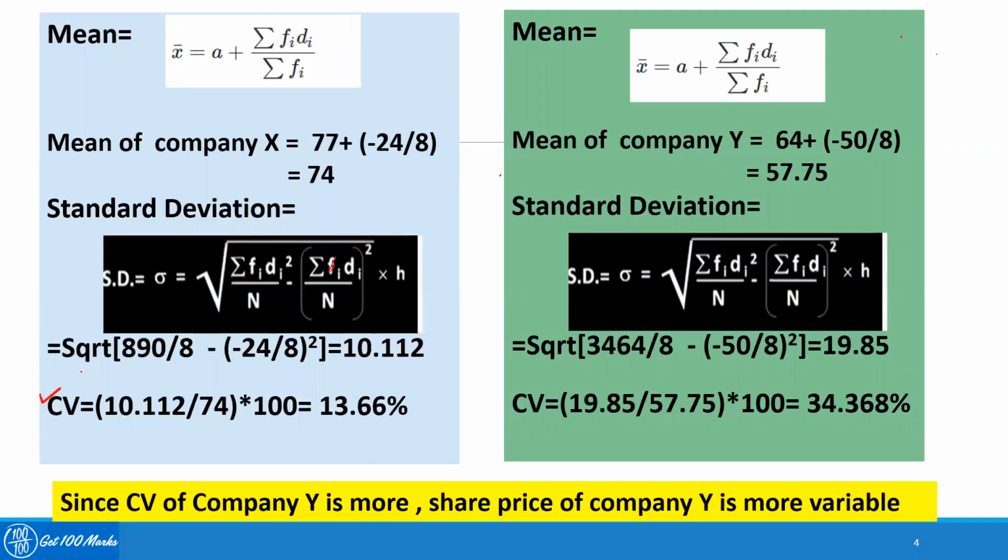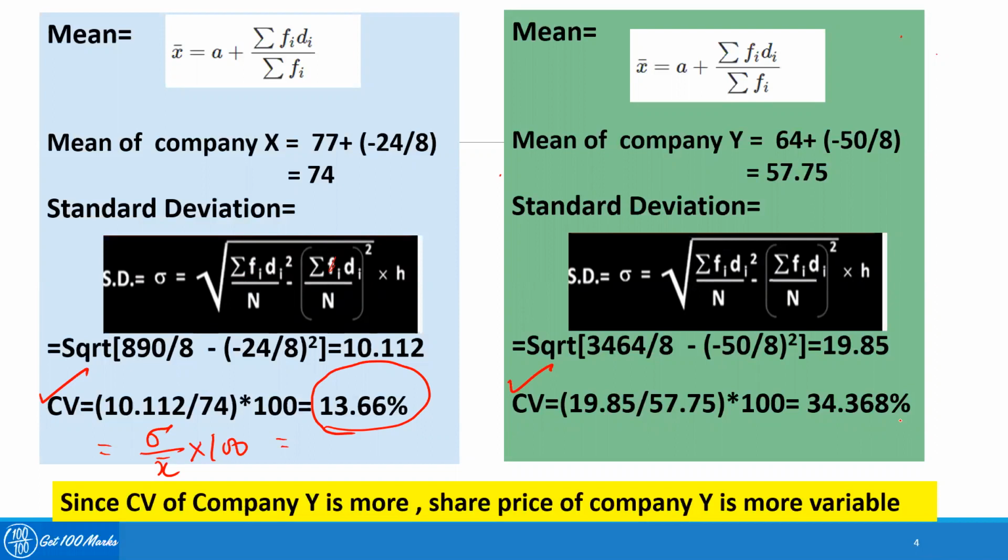Now, we are discussing the CV, coefficient of variation, and as you remember, the coefficient of variation formula is sigma by x bar into 100. Therefore, your sigma has come as 10.112 divided by x bar, which is 74, the entire thing multiplied by 100, and I have got the CV as 13.66. For company Y, I have got the coefficient of variation as 34.368.